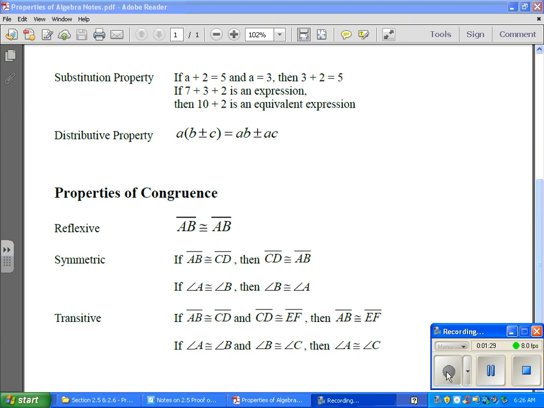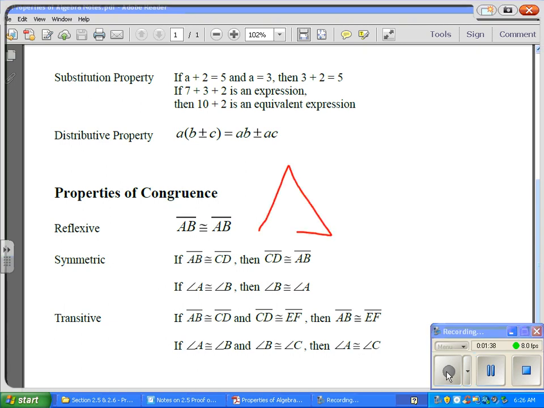Now, we also have properties of congruence that deal with the actual shapes. For example, if you had a picture of two triangles that were side by side, and they shared this side from A to B, then it makes sense that AB would be equal to AB, because that is a segment on both pictures, but they just happen to be the same segment. We also understand symmetric means turn it around. So if we look at AB is congruent to CD, we know we can turn that around. It means the same thing.